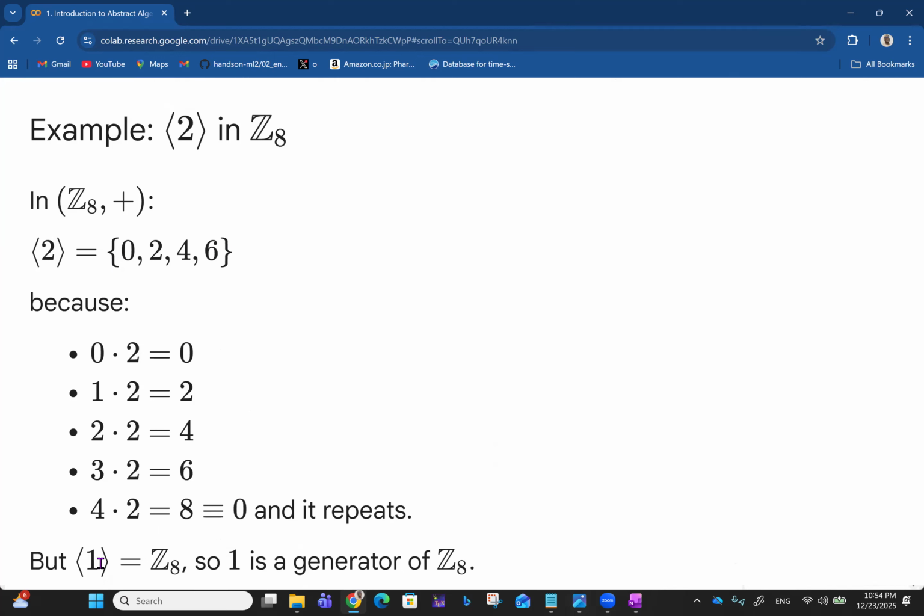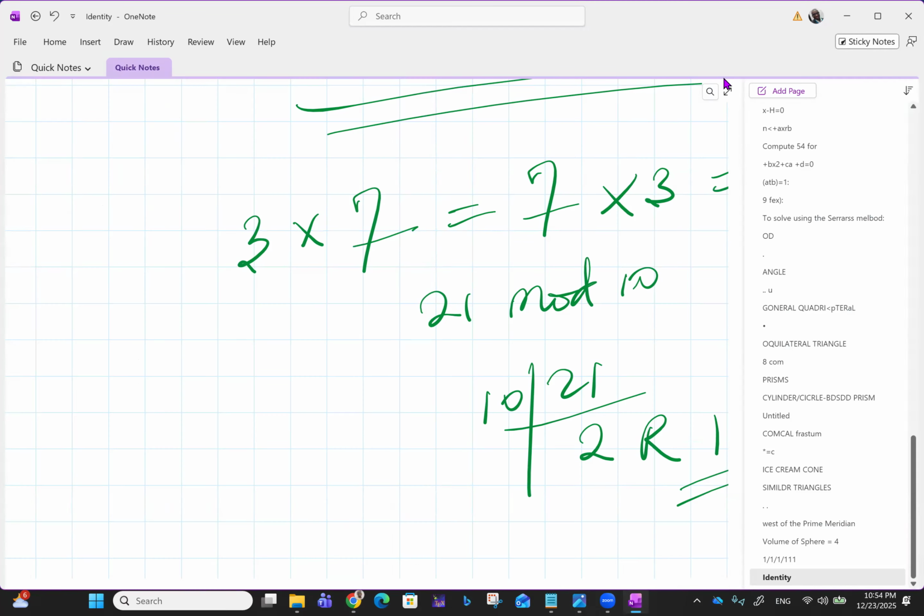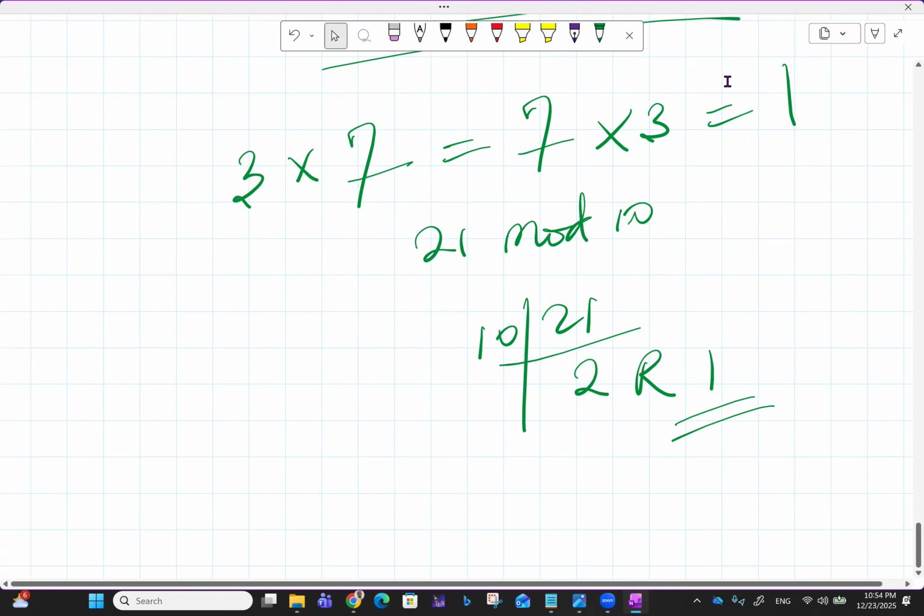But if you have 1 now, in Z8, you see that for 1, that would totally be Z8. So 1 is a generator of Z8, like that. Okay, 1 is a generator of Z8. So let me go to the worksheet and explain better. If that is not clear enough, let me try to do it again.